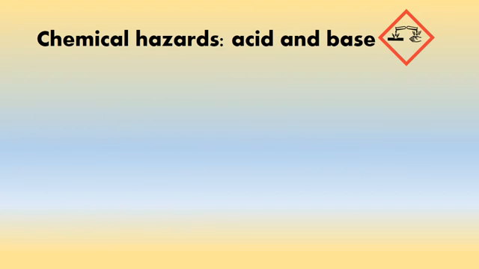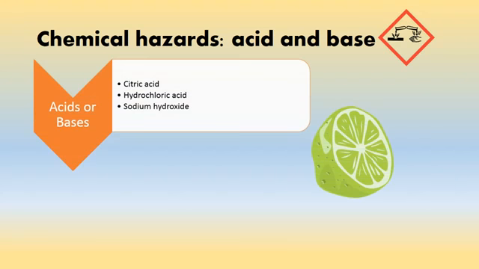Acid and bases are corrosive chemicals. Mild acids such as citric acid can be found in low amounts naturally in citrus fruits, such as lemon and lime, whereas strong acid such as hydrochloric acid is used in manufacturing industry. Alkaline bases such as sodium hydroxide, in low amounts, can be found as an ingredient in household cleaning products.